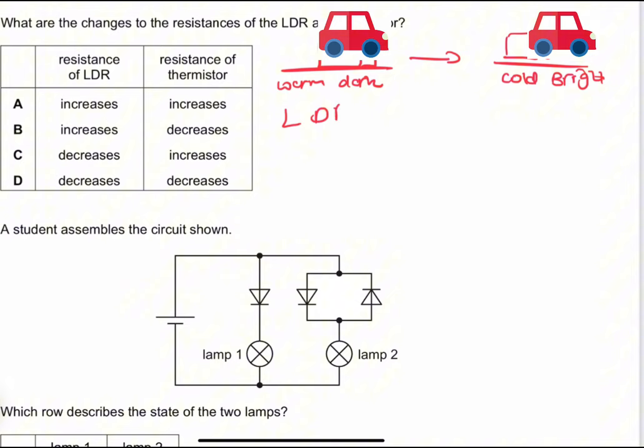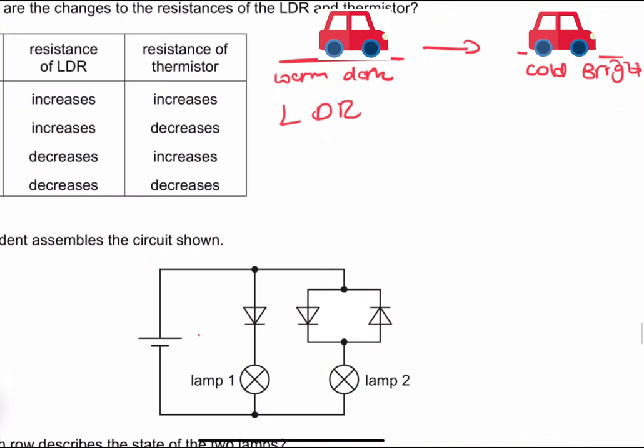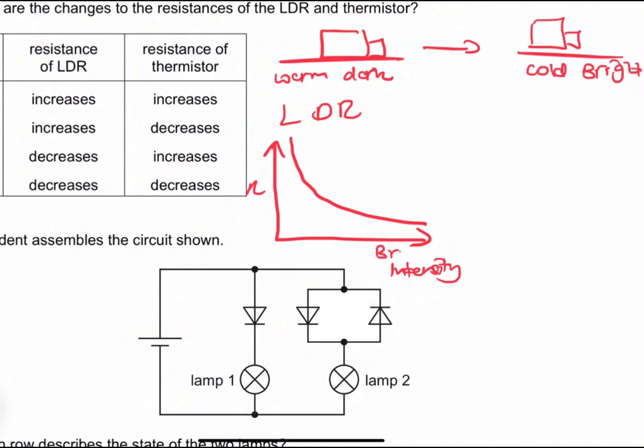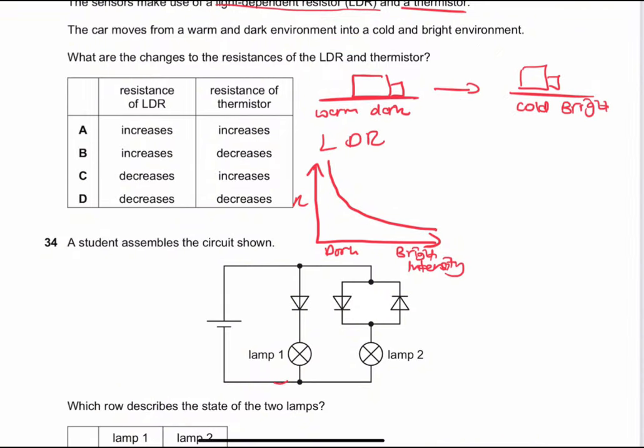Well, an LDR, look at this graph, guys. This is a graph that shows the relationship between intensity and resistance. If it's a bright environment, you have very low resistance. If it's a dark environment, you have very high resistance. That's how an LDR works. So it's basically something that says if it's dark, high resistance. If it's bright, low resistance.